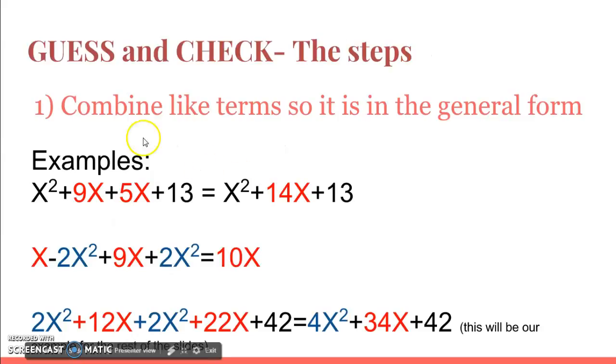The second method is going to be the guess and check, and it's going to start off very, very similar, actually exactly the same. We want to start by combining our like terms again. So again, it's the same numbers as before. We have 9x plus 5x gives us 14x, negative 2x squared plus 2x squared ends up canceling out, and our 9x plus x gives us 10x. And of course, we can look and see what happens at our bottom one. We're going to use the same example again.